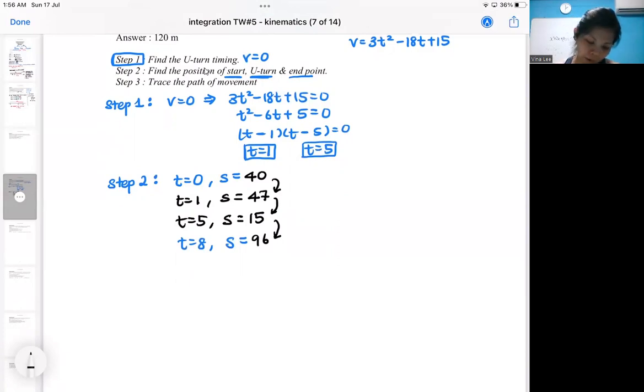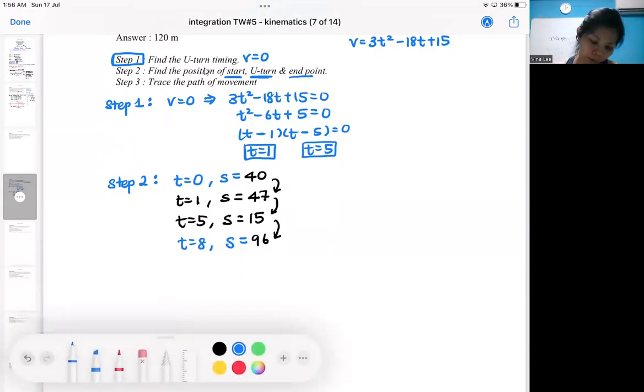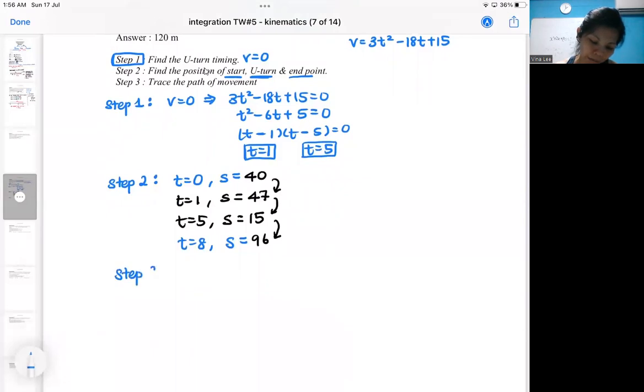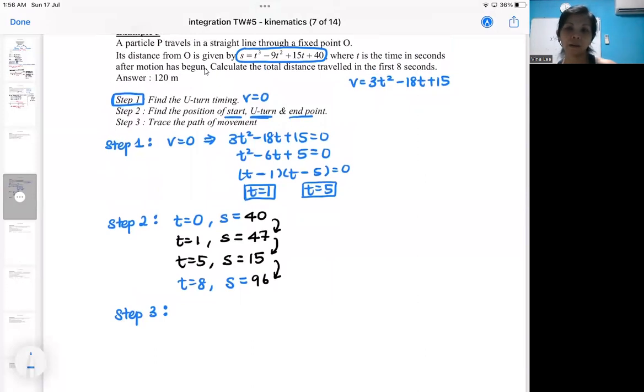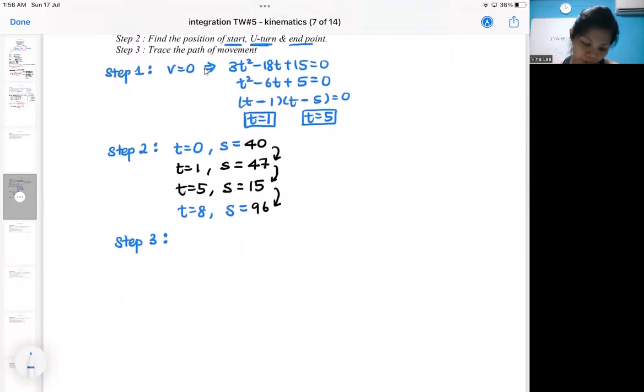The third step is the drawing. We try to trace the path. If you see the displacement formula as a GPS tracker, you actually trace the path. So make sure your line is sufficient to contain all the numbers. You don't have to label everything. Just make sure all the numbers are there.